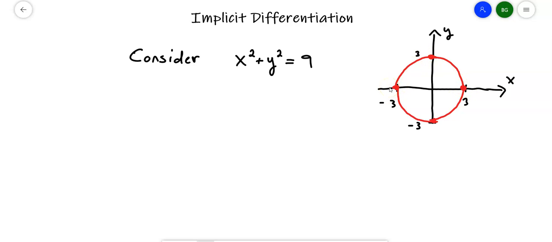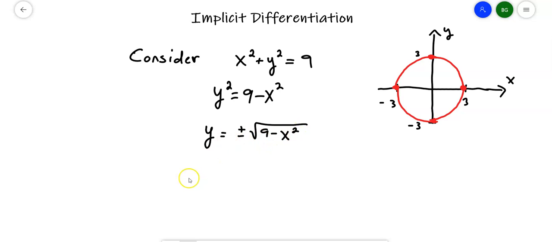Notice this is not a function of x. So right now we would say that this equation expresses y implicitly with regards to x. But in this case we could actually get this as an explicit relationship. So notice that if I subtract x squared from both sides, I'd have y squared equals 9 minus x squared. And then if I took the square root of either side, I would get plus or minus the square root of 9 minus x squared. And now I've got y written explicitly in terms of x, and I could even separate these.